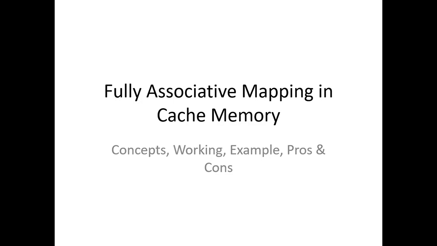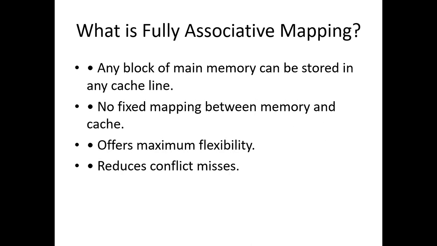Welcome once again. In this lesson, we are going to talk about fully associative mapping in cache memory. We are going to talk about the concepts of fully associative mapping, look at how it works, look at an example, and then talk about the advantages and disadvantages of fully associative mapping in cache memory. So without wasting much time, let's get right to it.